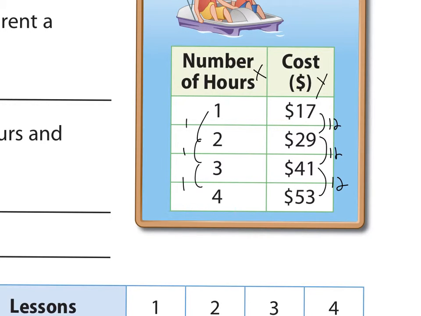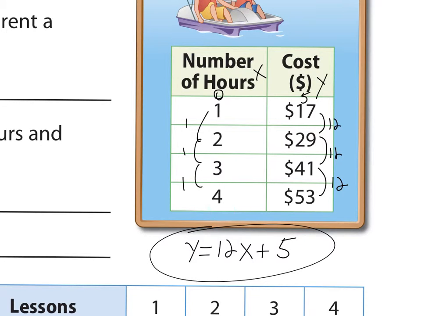All right, so that means y equals 12x plus, if this was a 0 and I went back 12, I'd be at 5. Good. Y'all are killing it.